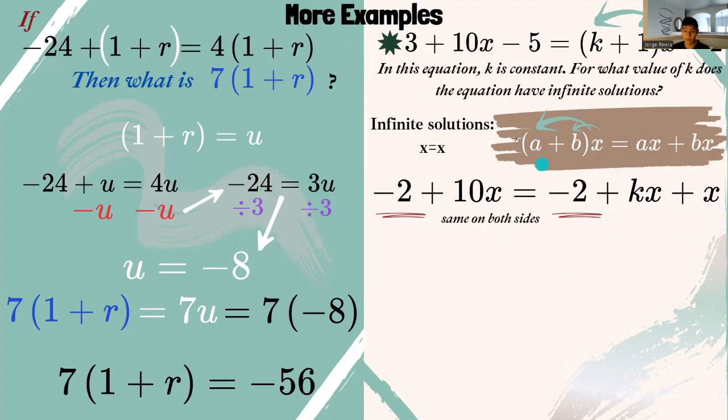And we want the same on both sides. So that's good. So for what value of k does the equation have infinite solutions? Since they're on both sides, we don't have to worry about that. We can just cancel them out. And so that's going to leave us with 10x is kx plus x, right?